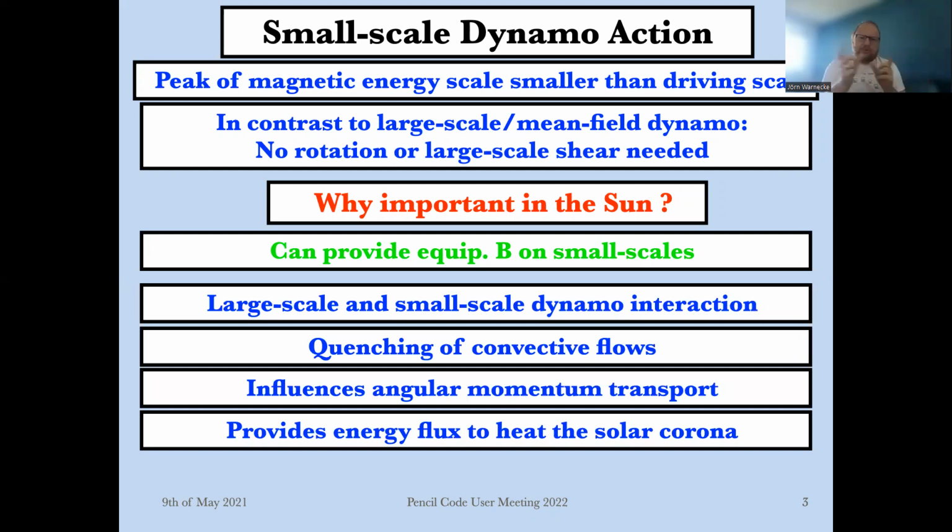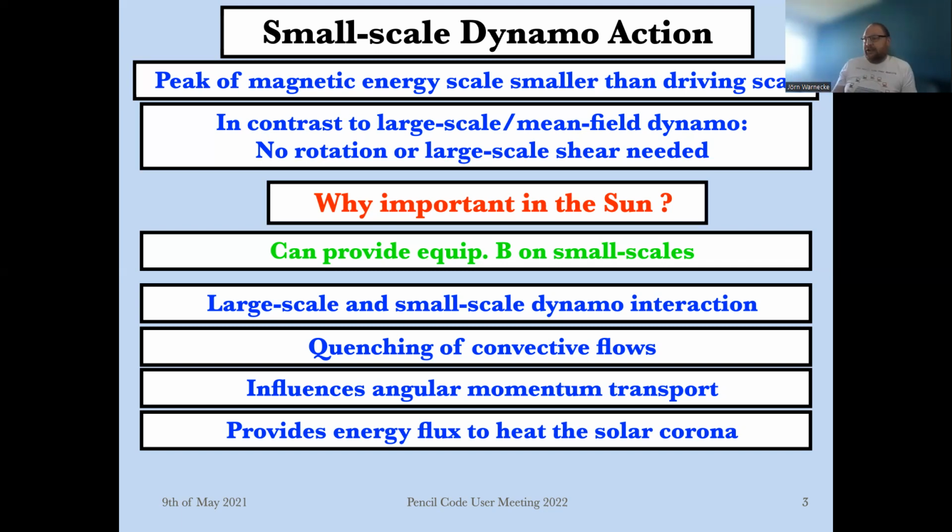I will talk a bit about the interaction between the large-scale and small-scale dynamo. How do they interfere with each other? Because of these large- and small-scale fields, you can have quenching of convective flows. You can have influence on the angular momentum transport in the Sun and the stars. And when you talk about the surface, when you have small-scale magnetic field at equipartition, this can also influence how the energy is provided to the corona.